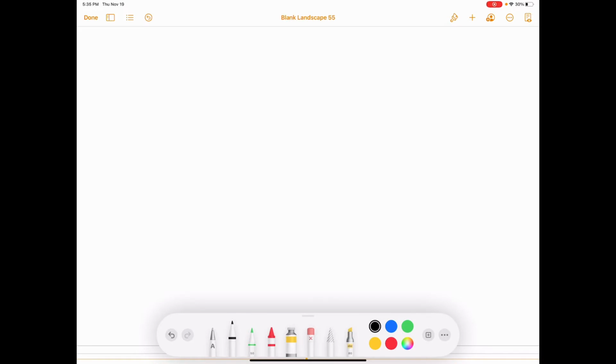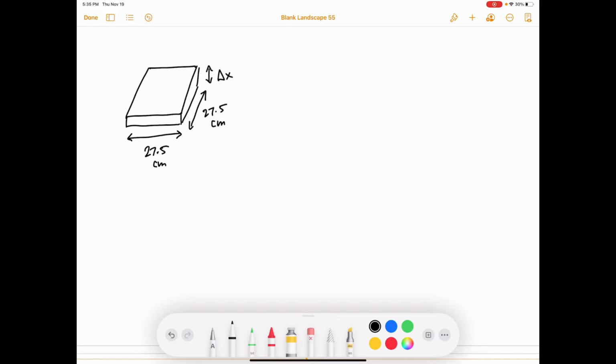So I'm going to start by drawing a picture. I'm only going to show the plate in this picture and not the block of ice on top of it, just so things don't get too cluttered. But here's the plate. The length of each side of the plate is 27.5 centimeters. So 27.5 by 27.5 centimeters over here. The thickness is delta X, and that's 1.35 centimeters.